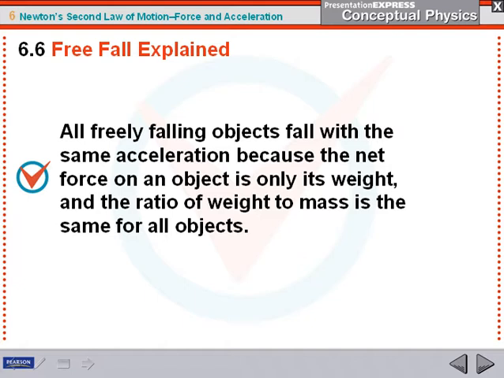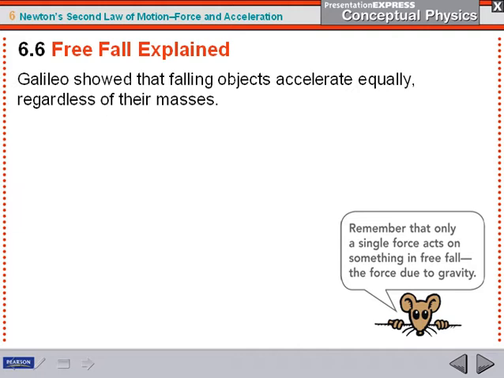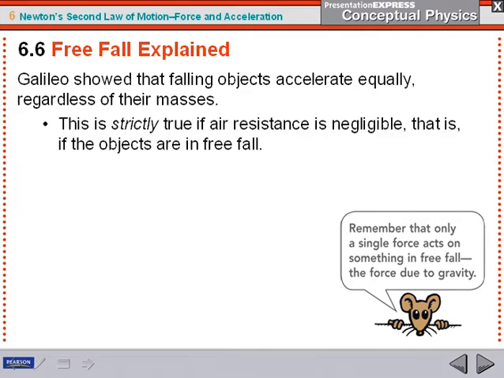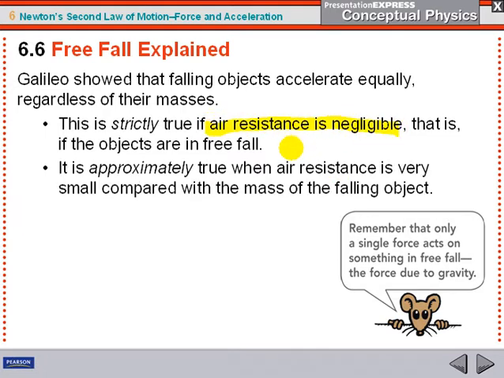All freely falling objects fall with the same acceleration because the net force on an object is only its weight, and the ratio of weight to mass is the same for all objects. So we're going to talk about Galileo again and refer back to that. He showed everybody that everything accelerates equally regardless of mass. And this is true if air resistance is negligible. That's if the objects are in free fall, of course. And it's approximately true when air resistance is very small compared with the mass of the object.